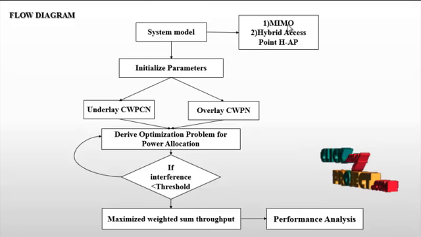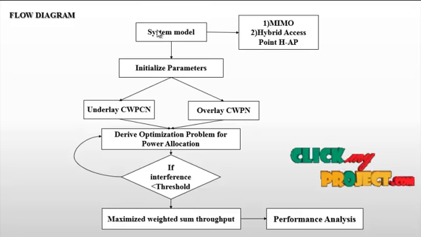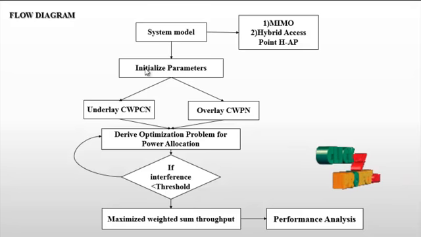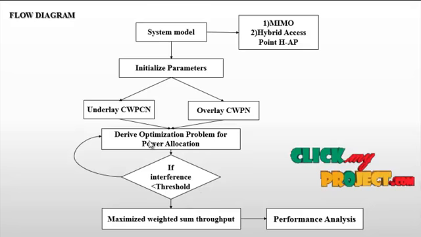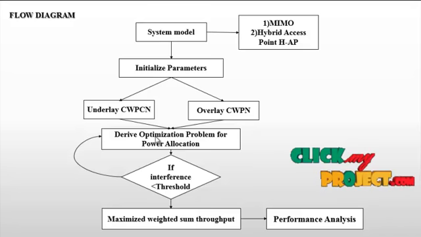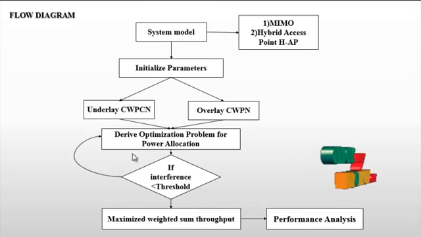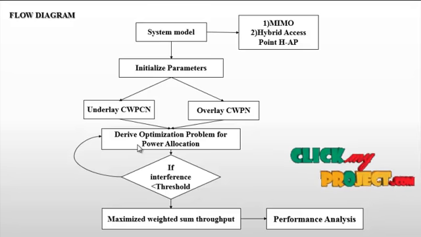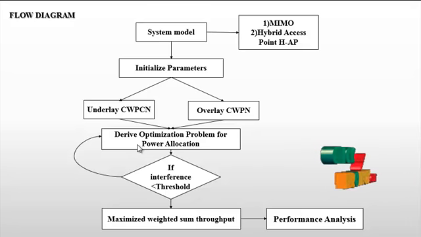So for the MIMO concept, the system model and then the initial parameters should be calculated. So initialize the parameters, the concept of underlay and overlay, and then derive the optimization problem. Whatever problem may occur, derive the optimization problem for the power allocation, that is, the particular power to allocate to the underlay and also the overlay process. So if the interference is less than the threshold, the weighted sum throughput is maximized; otherwise the performance analysis will be low.